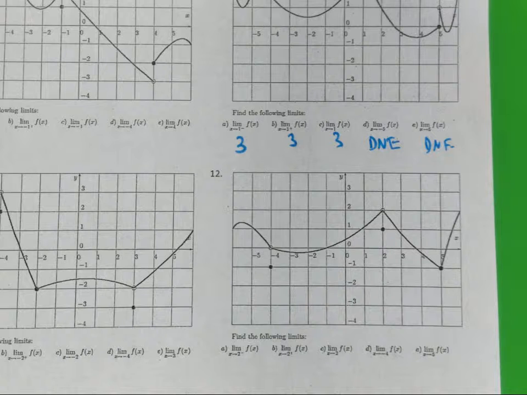D. As x approaches -4, do I need to look at one side or both sides? Both sides. What y value is it approaching? 0. Very good. C. As x approaches 5, what y value is it approaching? -1. Are we good on that? Okay. I love looking at the graphs.